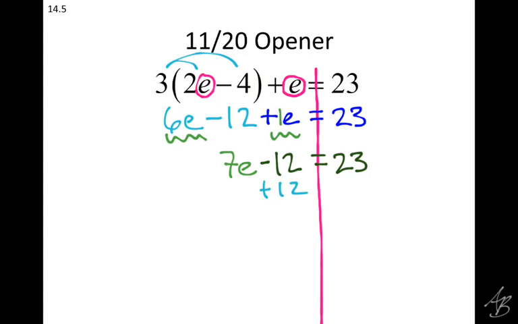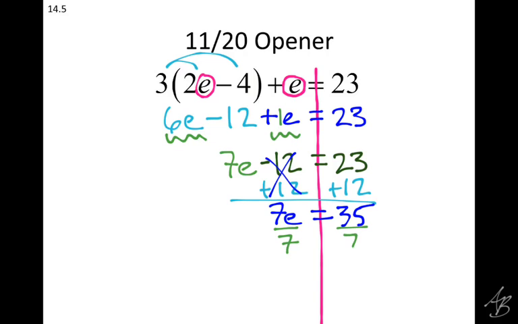Now we're just solving like we normally do. It's just a two-step equation now. So the 12s cancel, 7e equals 35. And the 7s cancel, leaving e equals 5.